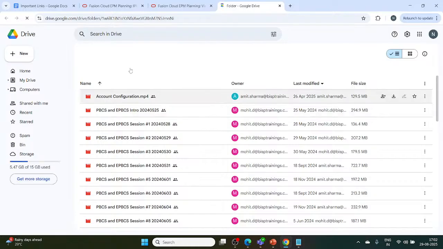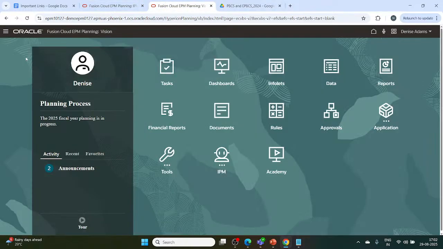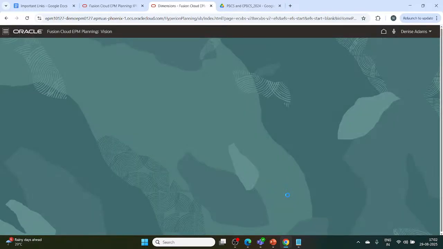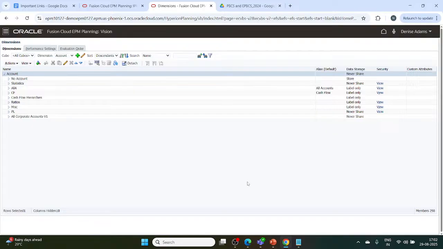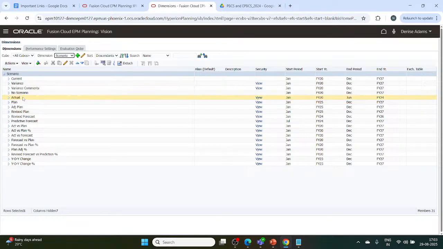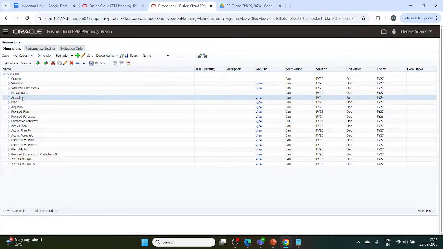Yes, this is our Oracle PBCS interface. We will open it here. So in the dimension section, you can see the account dimension. So I will go to the scenario dimension. Here yesterday I left something which we will discuss today.